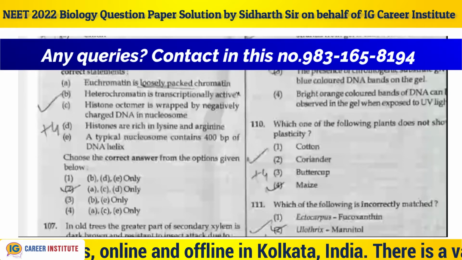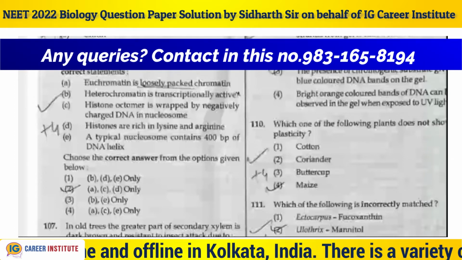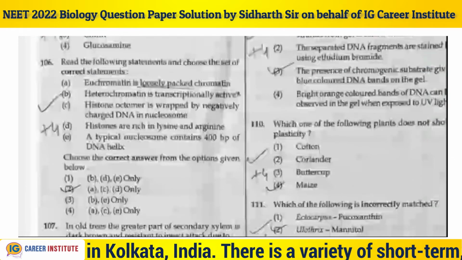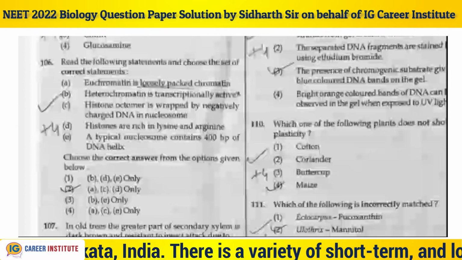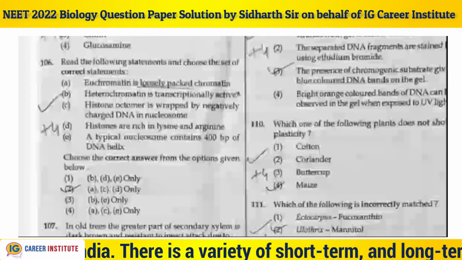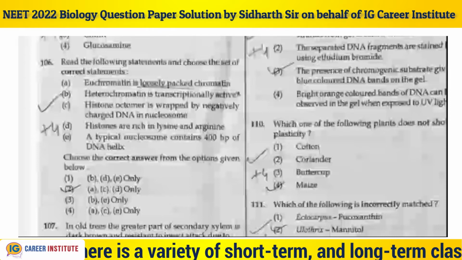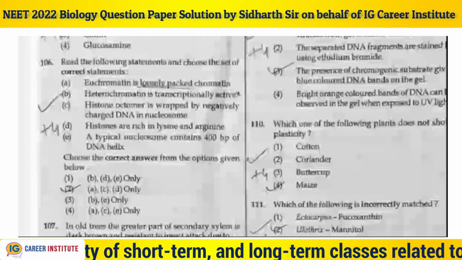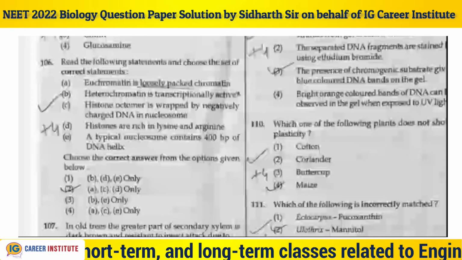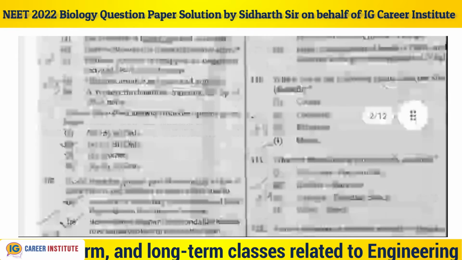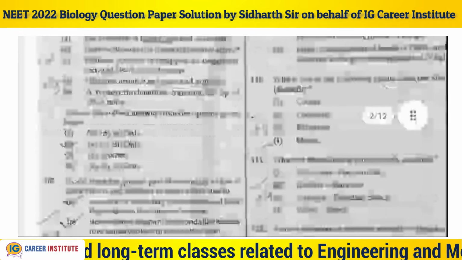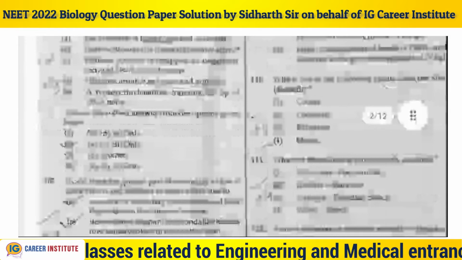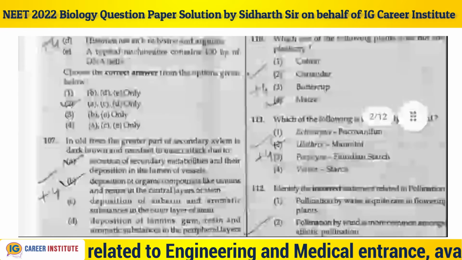C. Histone octamer is wrapped by negatively charged DNA in the nucleosome, 100% NCERT line. D. Histones are rich in lysine and arginine, NCERT line, which gives them the positive charge. And E. A typical nucleosome contains 400 base pairs of DNA helix, which is not right. So it actually contains how many? 200. 140 to be precise, but according to NCERT, 200. So option 2 is the right answer. Now let's come to question number 107.